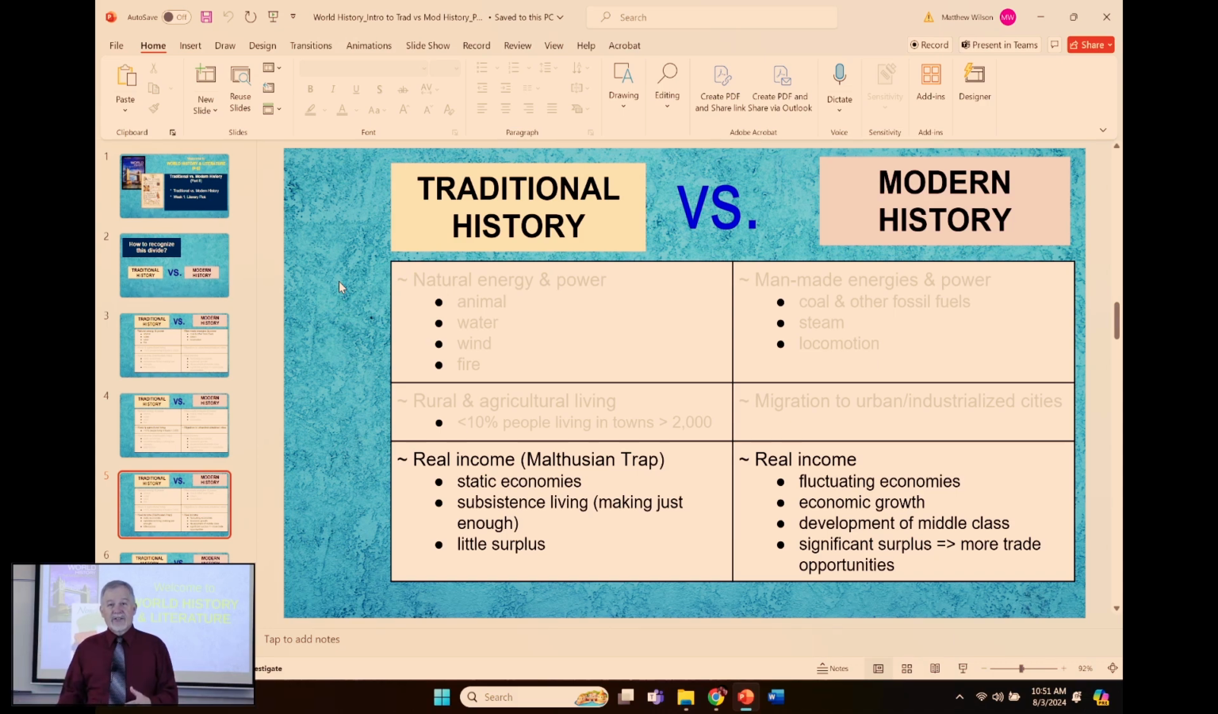Whereas once modern history hits, there are fluctuating economies. Some economies go really high and they're very rich, and people that live in those economies, even the poor people in those economies, start to do really well. There's this development of a middle class, this in-between. They're not poor, they're not rich, they're in between, and they're very comfortable.